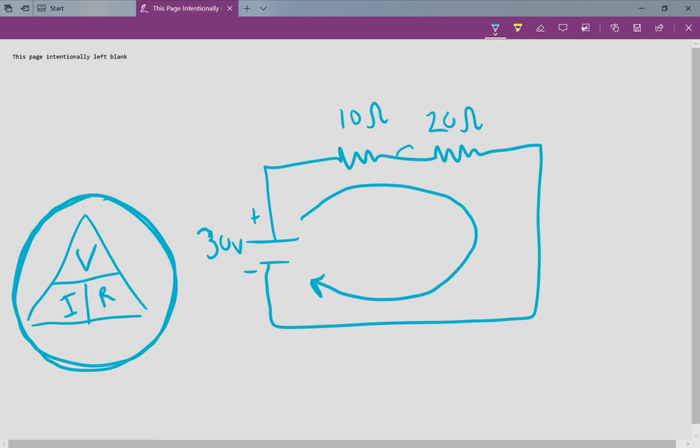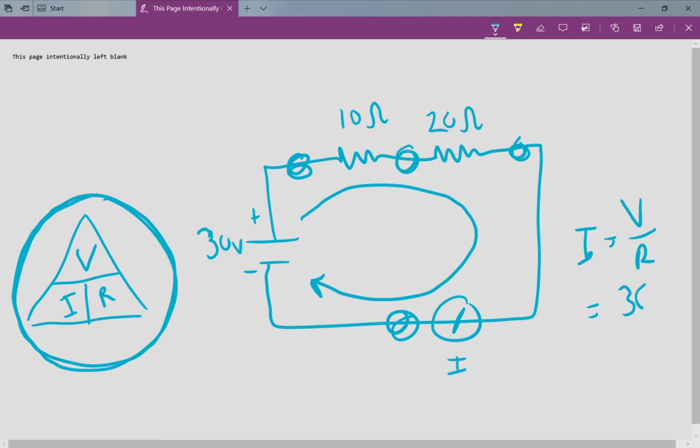So if I stuck a current meter in here, or here, or here, or over here, that was measuring my current, the value would all be the same throughout this circuit in a series sense. Okay, so if I wanted to work out current in this circuit, I would cover up I, and I end up with V over R. So I would have to put I equals V over R, which equals 30 volts over, and we need to work out our resistance.